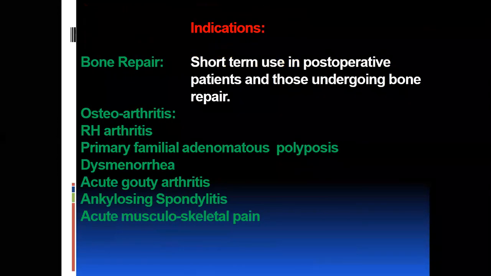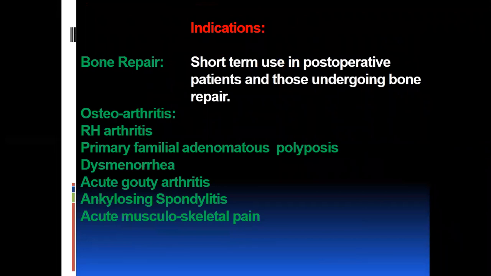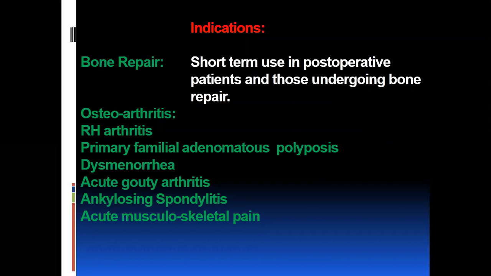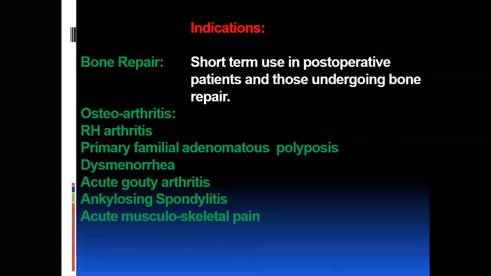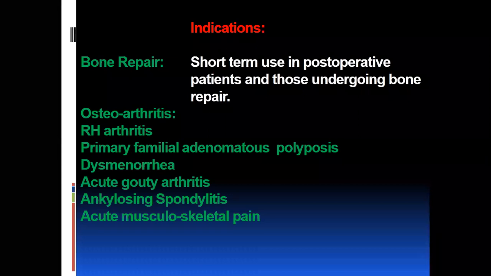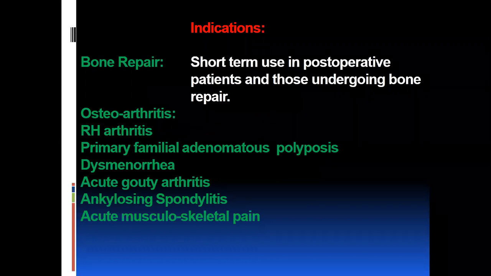Now, indications of COX-2 inhibitors: in cases of bone repair, short-term use in post-op patients and those undergoing bone repair. Then in osteoarthritis and rheumatoid arthritis, which are chronic inflammatory processes in which COX-2 inhibitors can be given. Then, primary familial adenomatous polyposis, and allergic conditions, which are involved in all these conditions. Dysmenorrhea, acute gouty arthritis, ankylosing spondylitis, acute musculoskeletal pain.